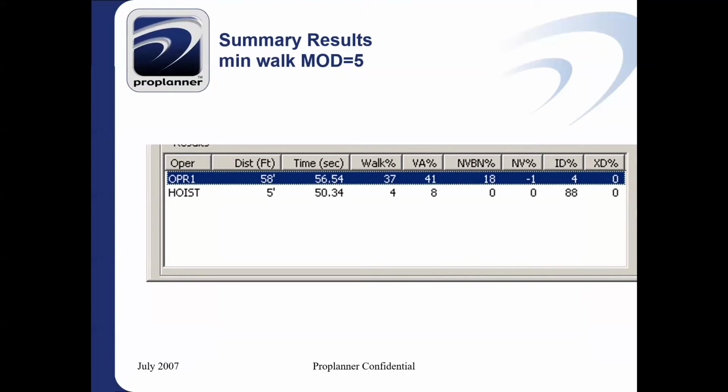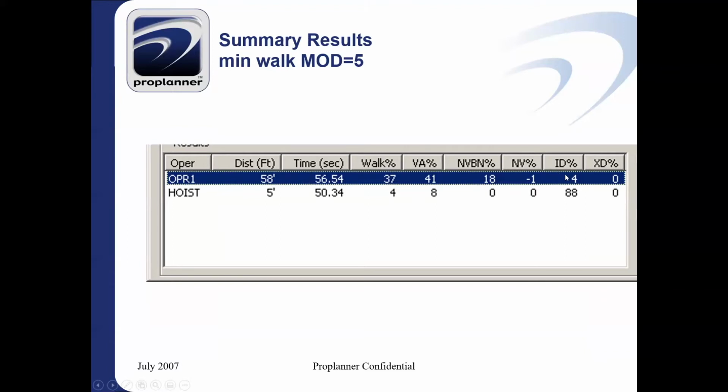So what we're going to be looking at here is we can see this operator here. We see that there's a walk distance for their total cycle. We have a total cycle time. What percent of time are they walking? What percent of the time are they doing value-added work? What percent of the time are they doing non-value-added but necessary work? What percent of the time are they doing non-value-added work? Okay, and this is a round off error on the -1 here.